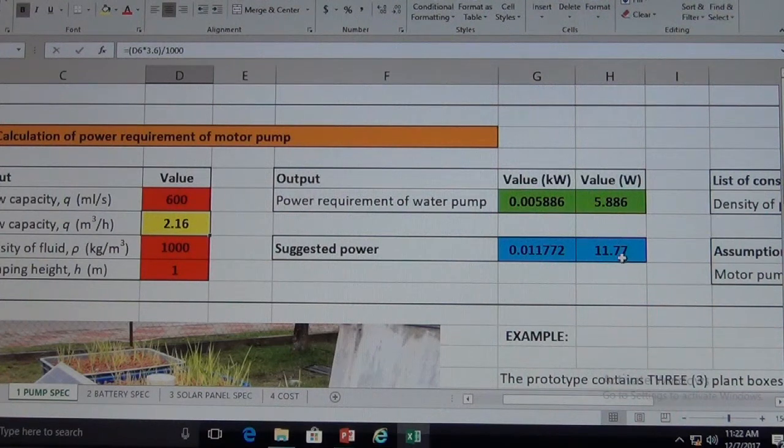But please remember, in this example you are suggested to buy an 11.77 watt motor pump. But if you go to the hardware store and ask for an 11.77 watt motor pump, you will be scolded by the shopkeeper. There is no such thing as 11.77. They only have round numbers, 12 or at least 12. If they offer you bigger, for example 13, take it.